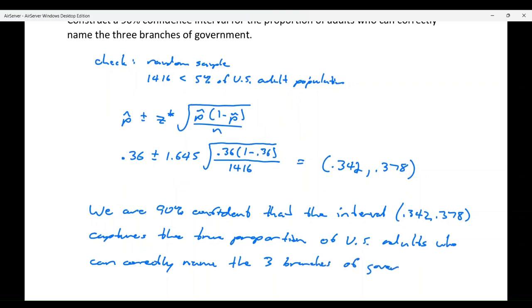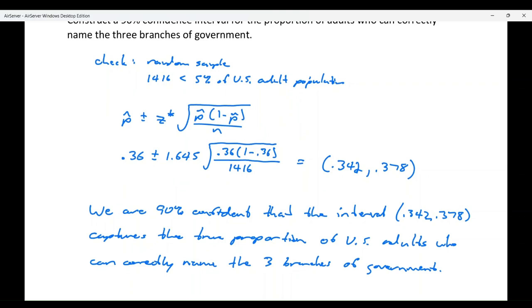All right. So again, when we think about intervals, any value in that interval is equally likely to be the true proportion in this case. So it could be 0.342, it could be 0.378, could be anything in between. But that is our confidence interval for that example.